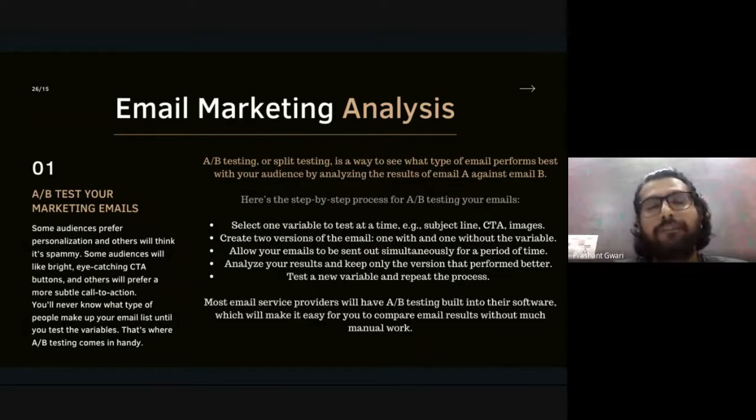So what we used to do is create 4 to 5 different email marketing campaigns, and on all those different campaigns we choose different content or different images or different elements, and we send them all at a proper time, and then we analyze which campaign is doing better. After finding out that this one has a much better open rate or delivery rate, we will go with that email marketing campaign. A/B testing, or what we also call split testing, is a way to see what type of email performs best with your audiences by analyzing the results of email A and email B.